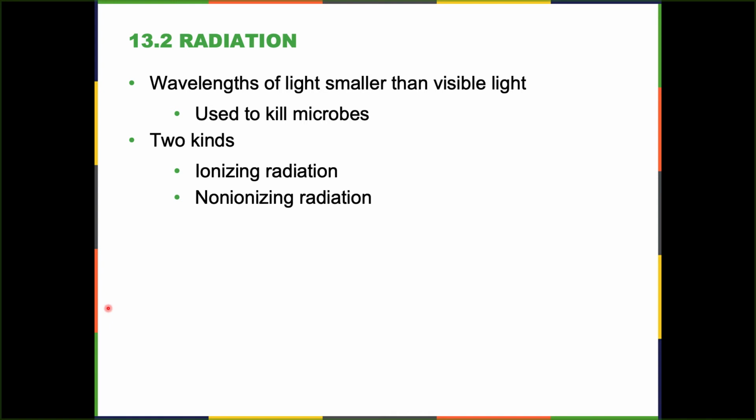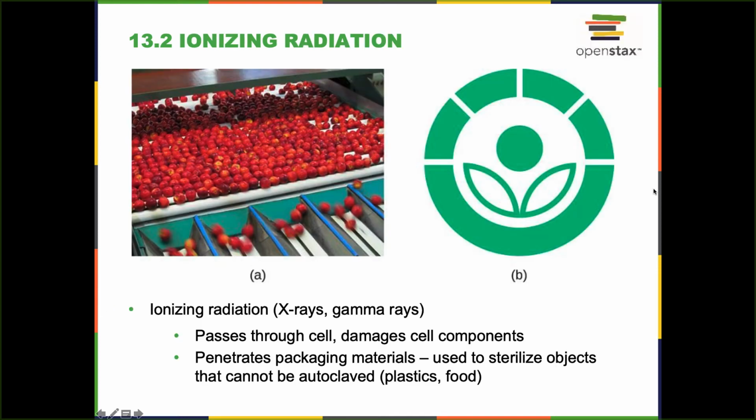Radiation are wavelengths of light smaller than visible light. All right, so it's used to kill, and it's a cidal treatment. It uses two kinds of radiation, ionizing radiation and non-ionizing radiation. Ionizing radiation is characterized by its real power to penetrate things, right? So it's very intense. It passes through things, right? And it kills things by damaging cell components, right?